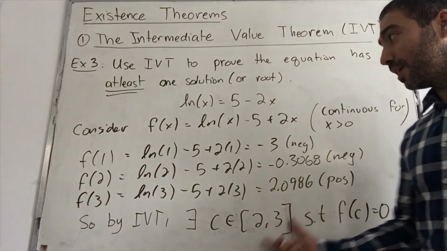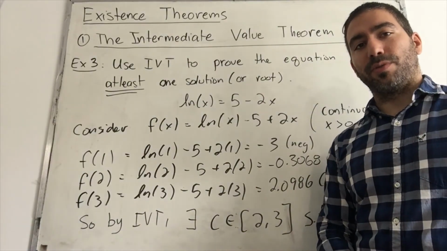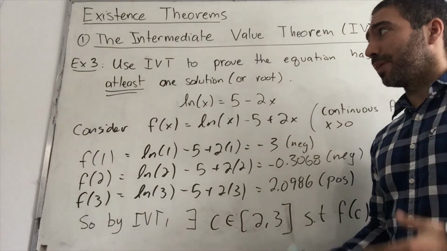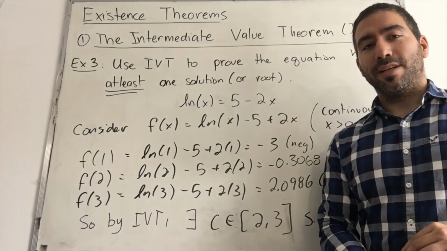We don't know what it is, and finding it is very difficult, but we know there's at least going to be a solution between 2 and 3. I hope this helped. This is an application of the intermediate value theorem. Next, we're going to move on to a new existence theorem.